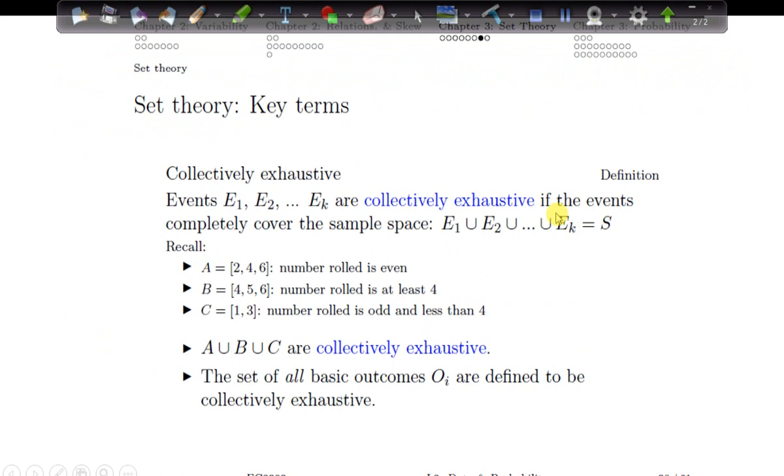Two events are collectively exhaustive if they cover the whole sample space. Intuitively, rolling 1, 2, 3, 4, 5, and 6 on the dice are collectively exhaustive outcomes.